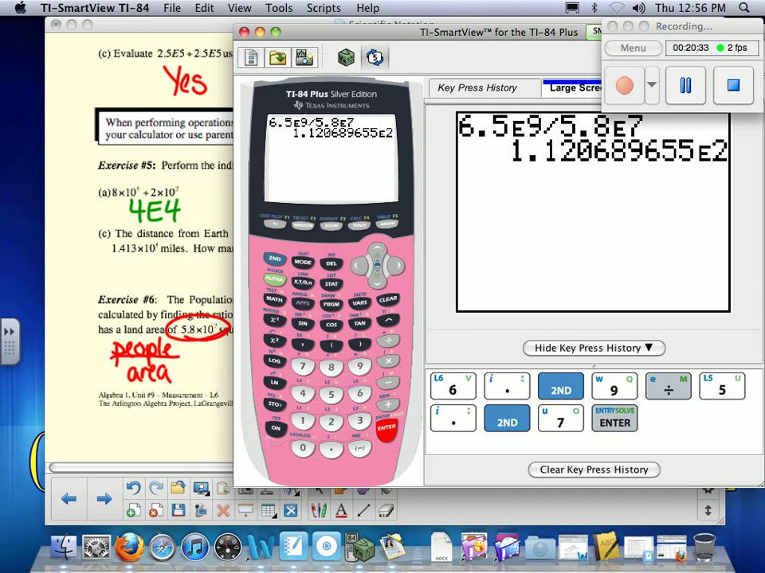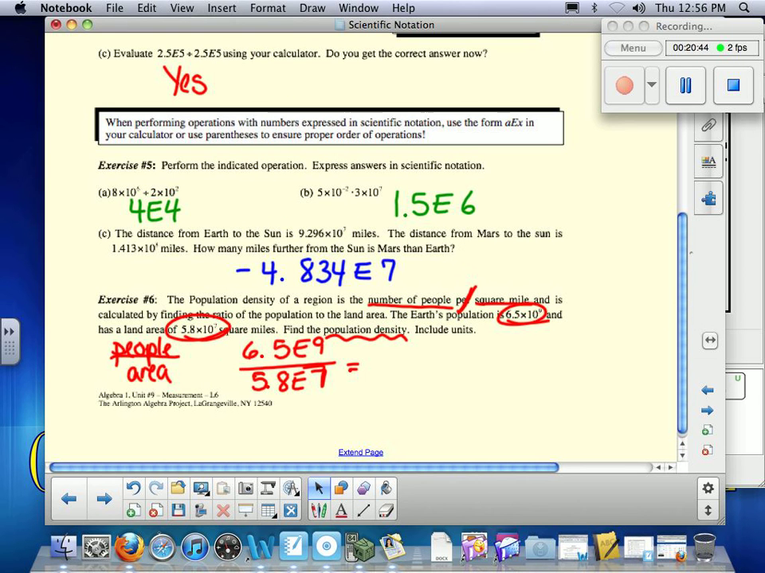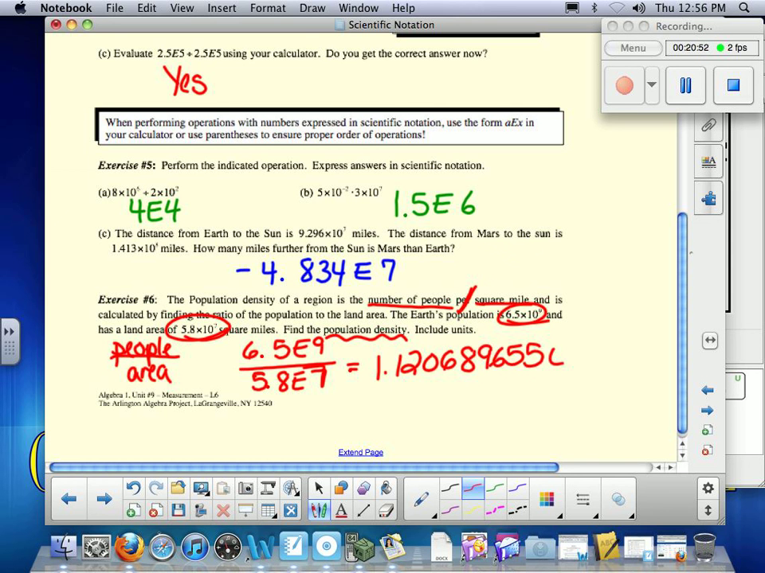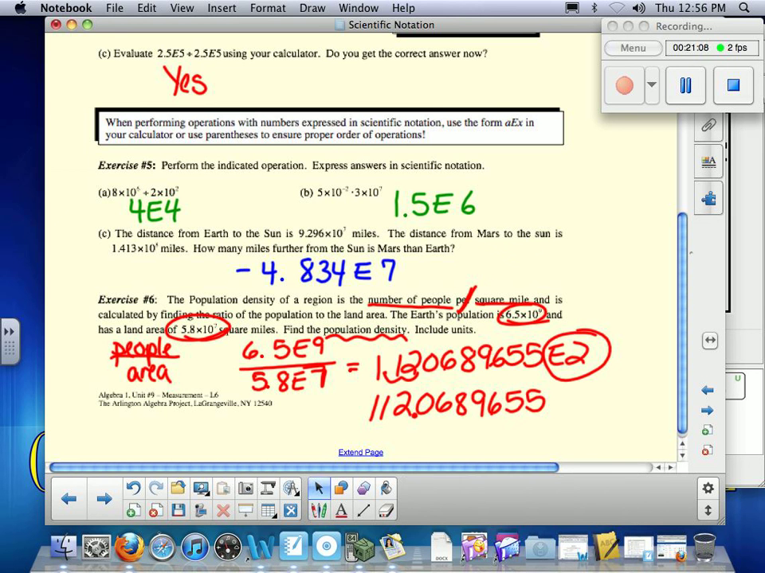Everybody agree with my number? Sure. Hard to have point one per person. It is difficult to have part of a person. Well, maybe the standard. So this is in E2, so that means if I wanted to know what number it is, we have 112 people for every square mile. Roughly. 112 people for every square mile.